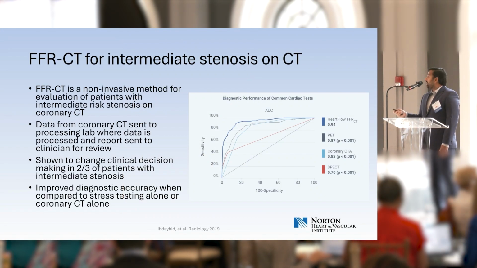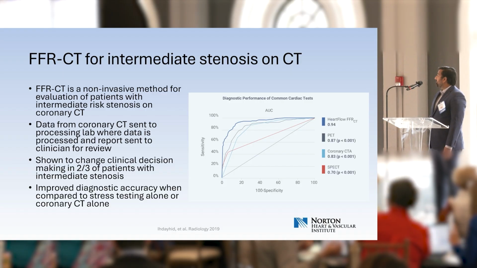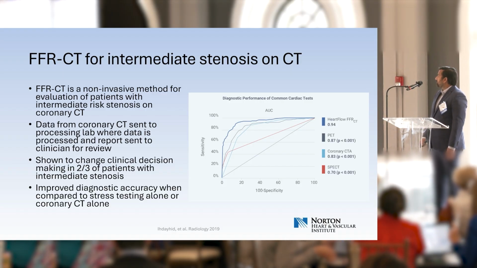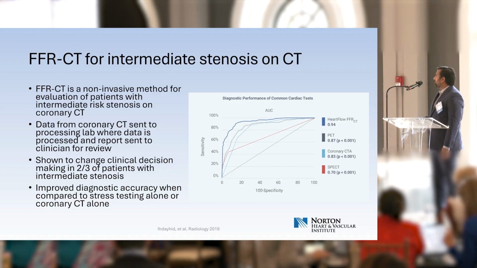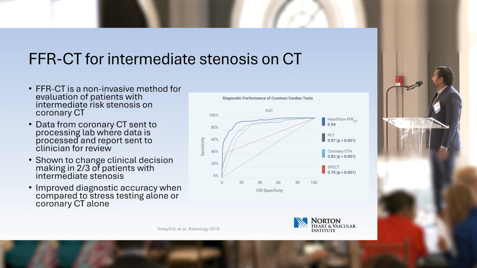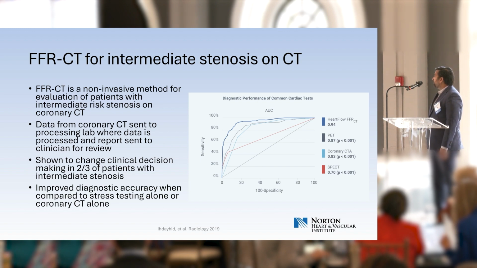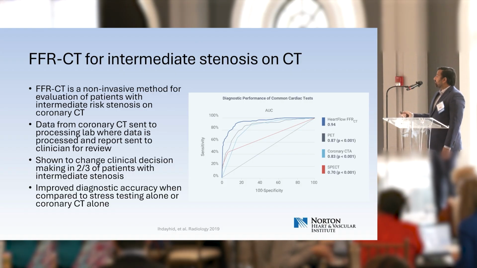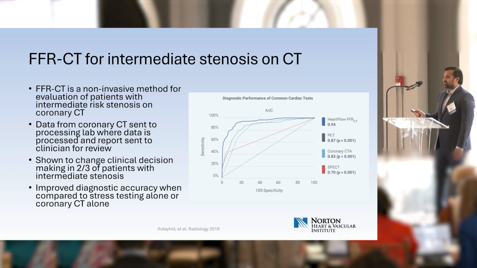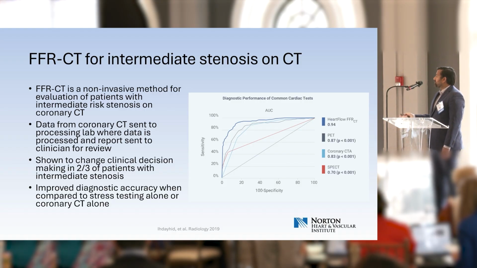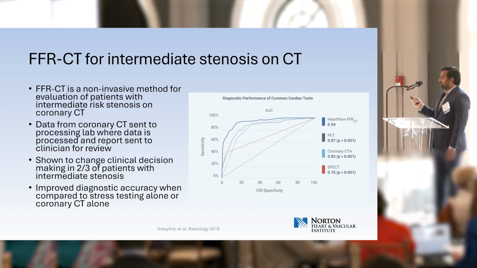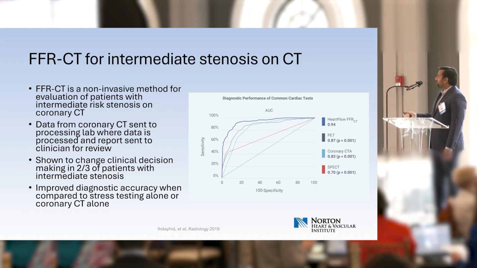How does this impact patient care? So FFRCT increases the diagnostic performance of the testing that we're doing for the patient, having an area under the curve of 0.94 compared to 0.83 when using coronary CT alone, or 0.7 for SPECT. So it leads to much more accurate testing. It also has been shown to change decision-making in about 2/3 of patients who have intermediate stenoses. So it really impacts which patients go to the cath lab.